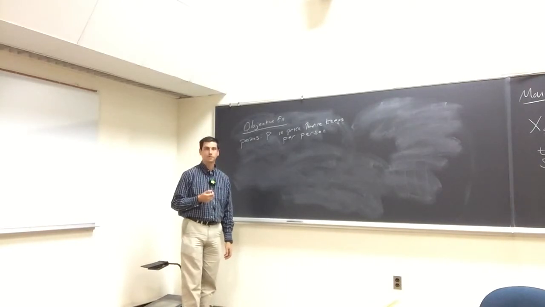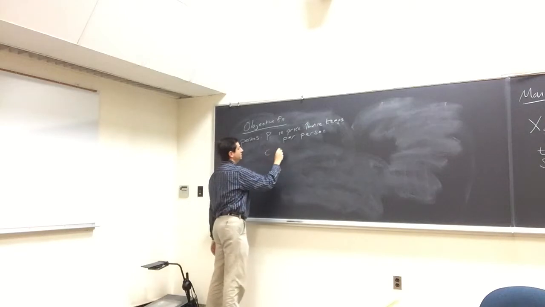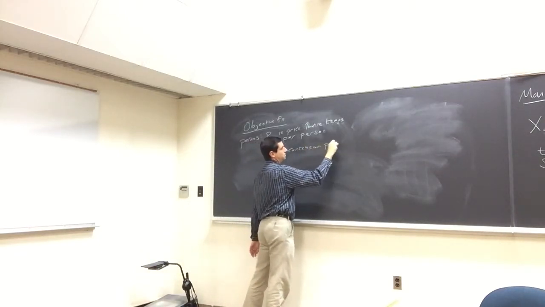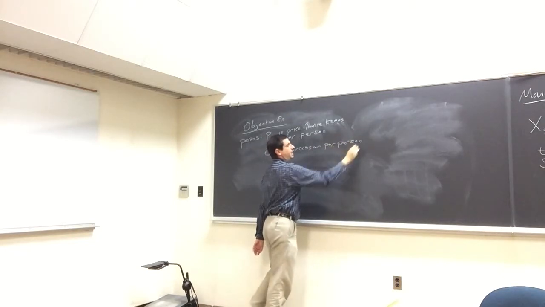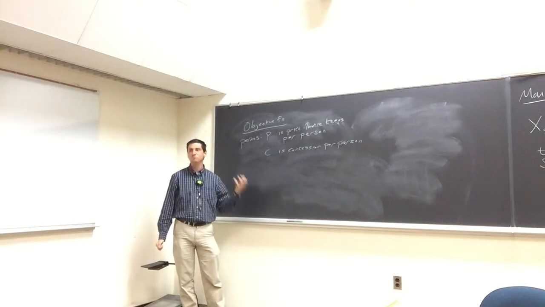So concession price. Maybe C is concession per person. And again, right now I'm just assuming it's the same concession for everybody. That's not a reasonable assumption.